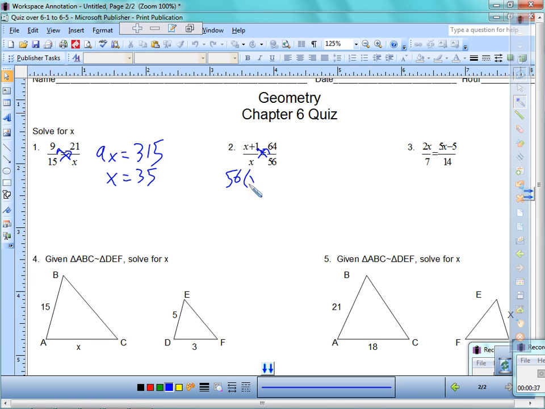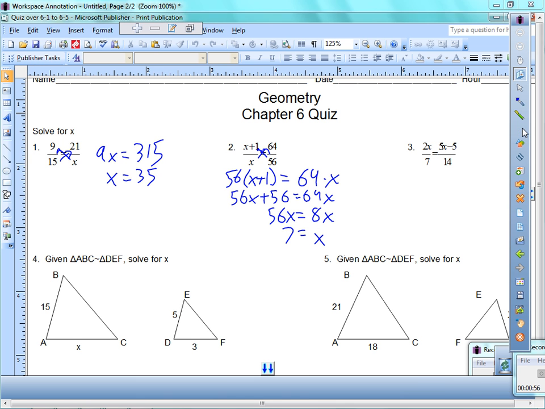56 times the quantity x plus 1 is equal to 64 times x. Distribute in. Subtract. And x is equal to 7. A little mistake there, apologize.